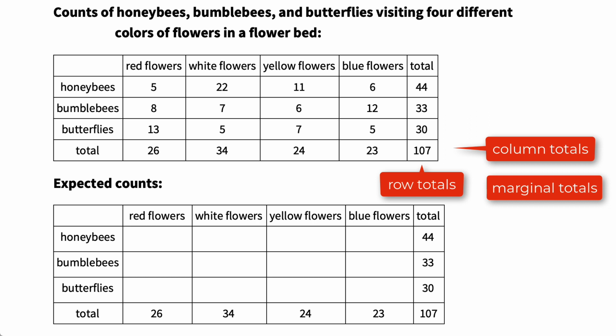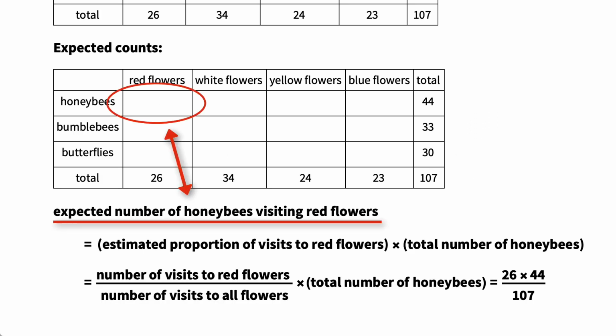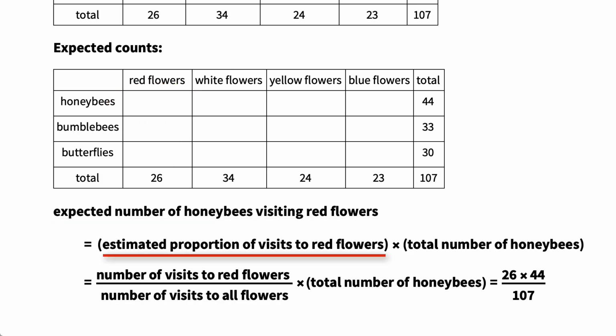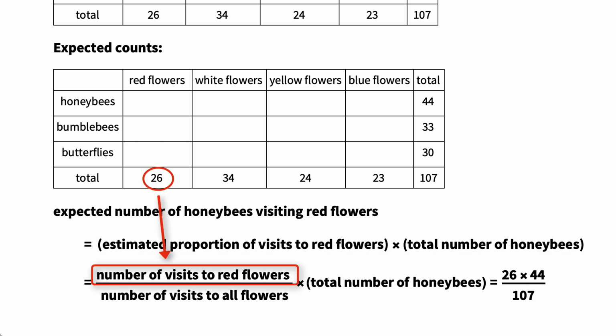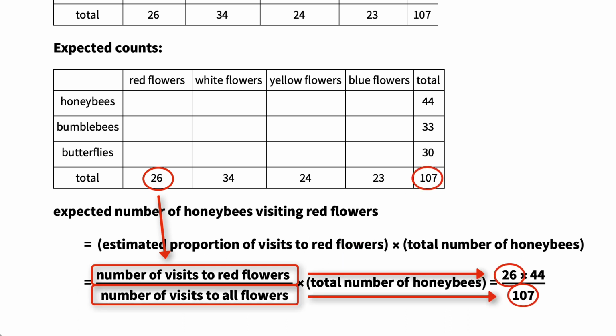To get started, consider calculating the expected number of honeybees that visit red flowers, which is the proportion of honeybees that visit red flowers multiplied by the total number of honeybees. Under the null hypothesis, these insects all visit red flowers in the same proportions, so the proportion of honeybees that visit red flowers can be estimated as the total number of visits by any type of insect to red flowers divided by the total number of entries in the table, or 26 divided by 107.